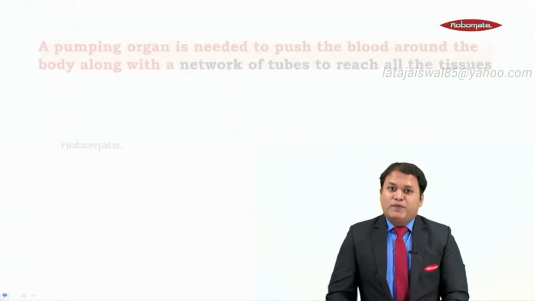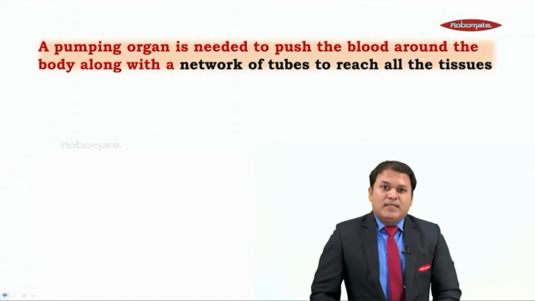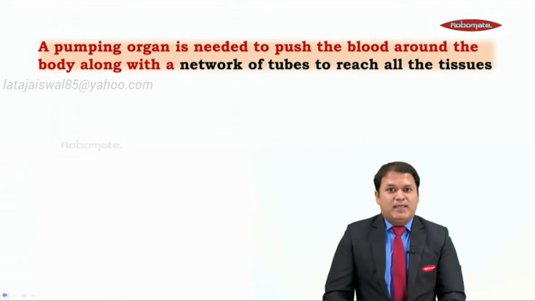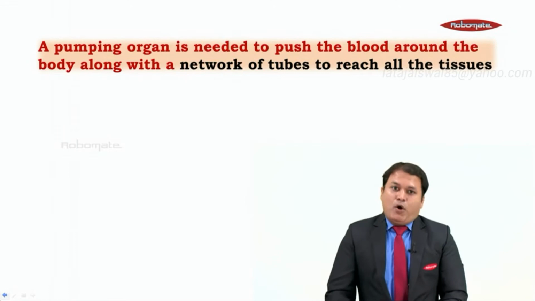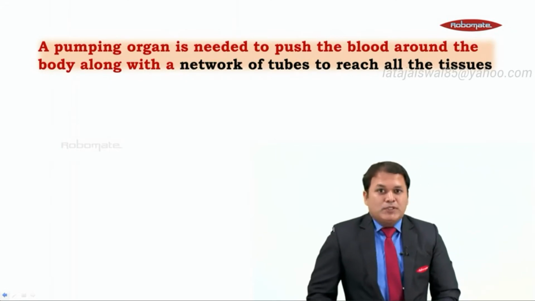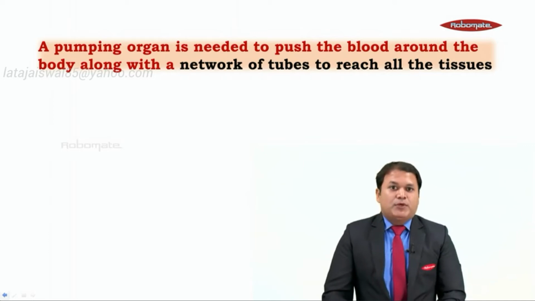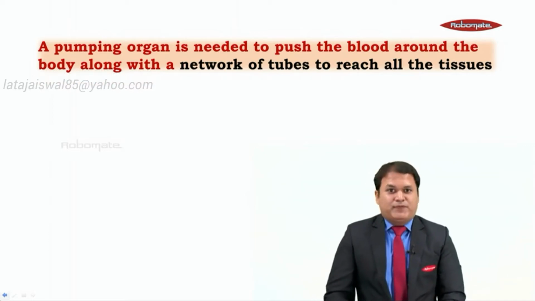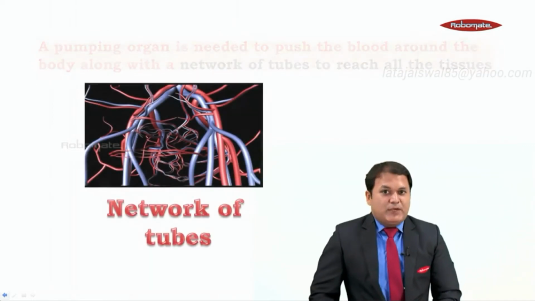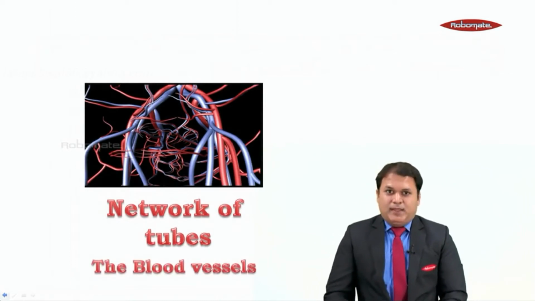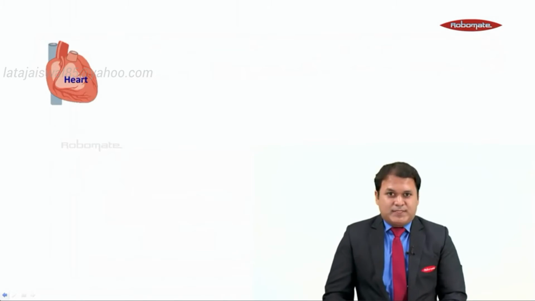Students, so we saw that a pumping organ is needed to push the blood around the body, and that pumping organ is the heart. But along with that pumping organ, we also need a network of tubes so that blood can reach all the tissues, that is all the cells of the body. And this network of tubes is nothing but the blood vessels. So let us see which are the blood vessels.